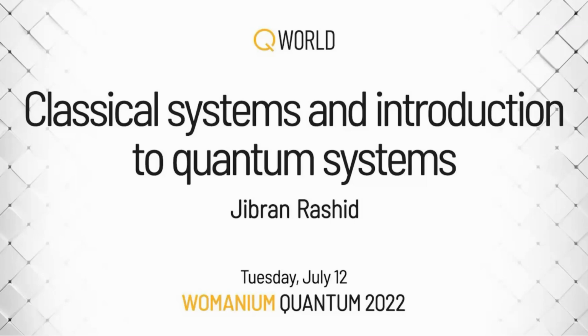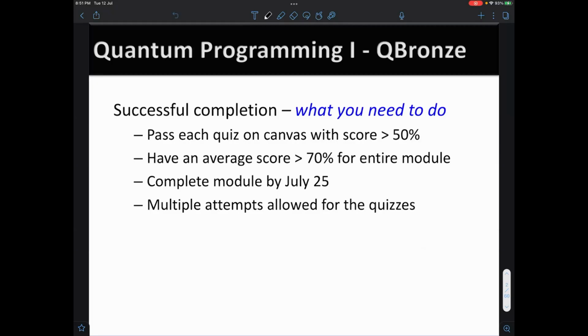Before we dive into those technical details, here is a reminder of what the content for QBronze will be like and what you need to do in order to complete those requirements. There are 5 quizzes available on Canvas. You should finish all 5 of them with a score greater than 50% on each. Your average score should be greater than 70%. You have a deadline of July 25 for finishing them. You don't need to worry about getting it right on the first try. You can go through the quizzes multiple times to reiterate your learning. Maybe you missed something, so you can attempt the quizzes multiple times.